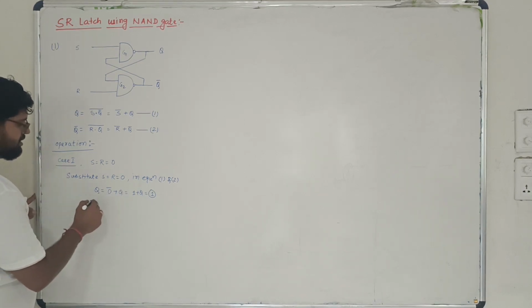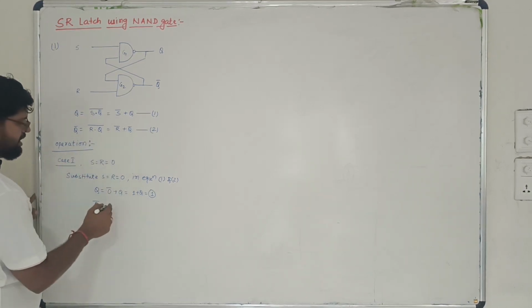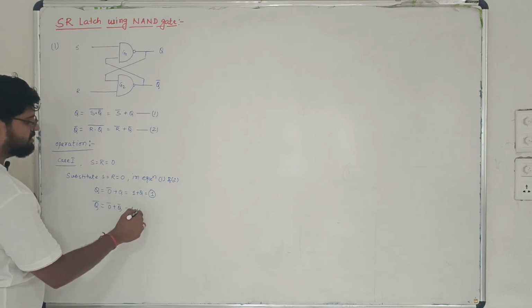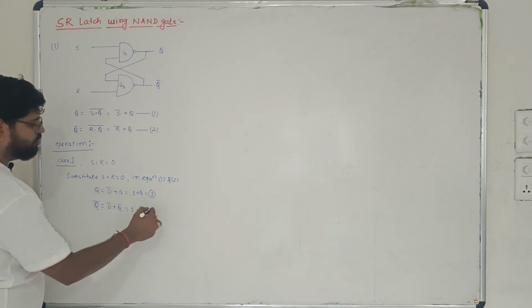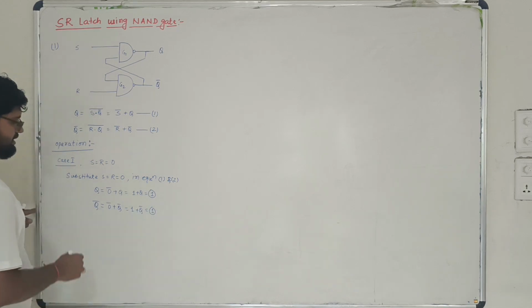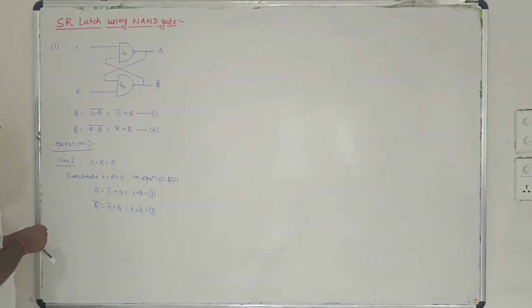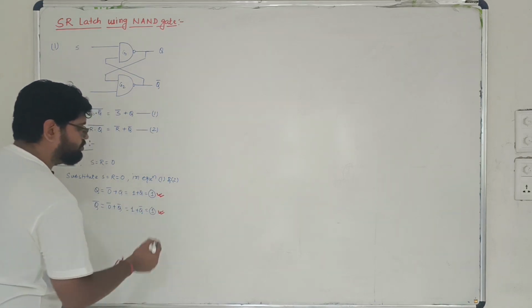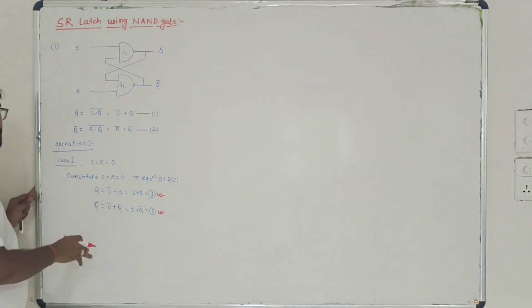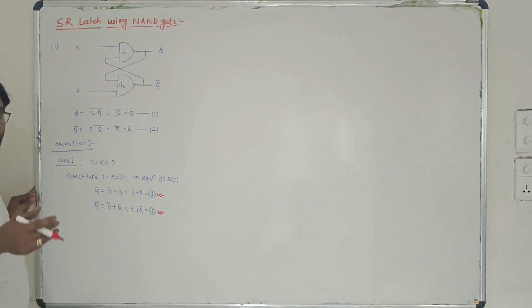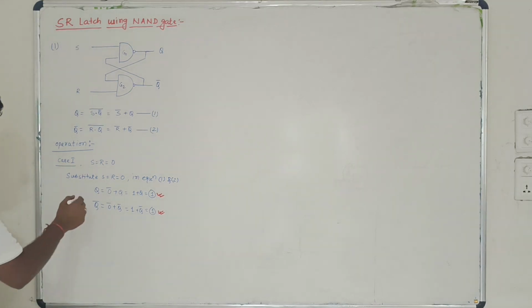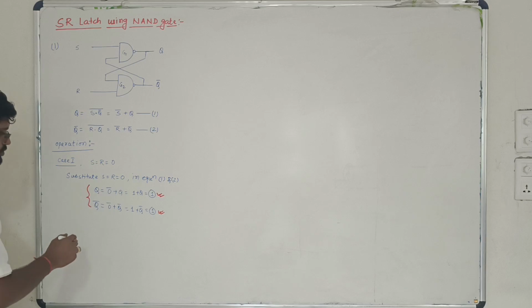Similarly, you will go for Q bar. Q bar is R bar, that means 0 bar plus Q bar equals 1 plus Q bar. 1 plus anything in Boolean algebra will give you 1. So you can see that we are getting both values as 1. Q is 1, and Q bar is also equal to 1. Is this a possibility? The complement of any variable cannot be equal to the value of the variable. So we can say that Q and Q bar cannot both be equal to 1.